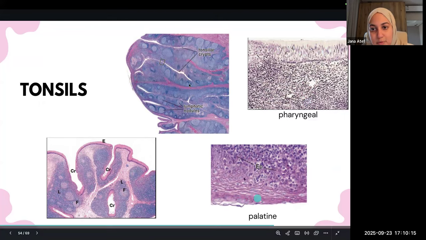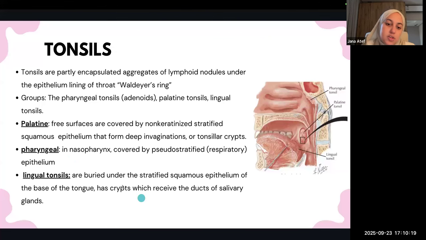Palatine is squamous. The other difference is lingual tonsils. They are also under the squamous epithelium, at the base of the tongue, and have crypts and receive ducts of saliva. Because they're so similar to each other, what's the difference between palatine and pharyngeal? Palatine has non-keratinized stratified squamous. Pharyngeal has respiratory epithelium. Lingual has salivary glands in them. So this is how you can identify them.